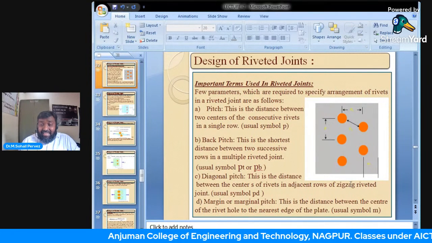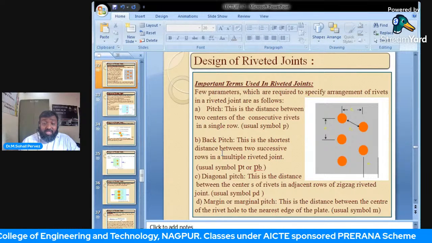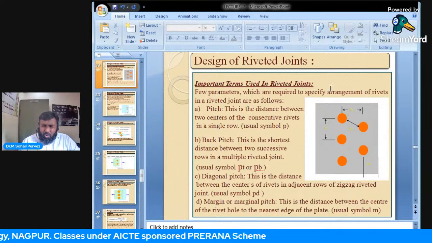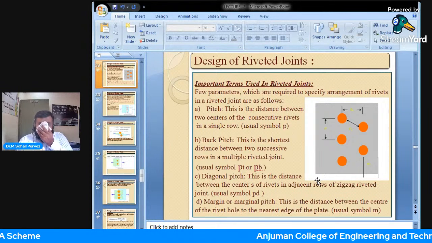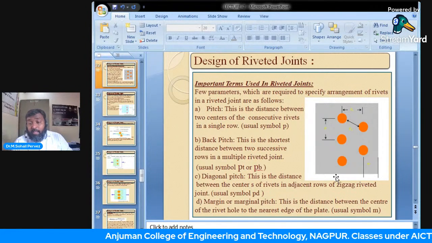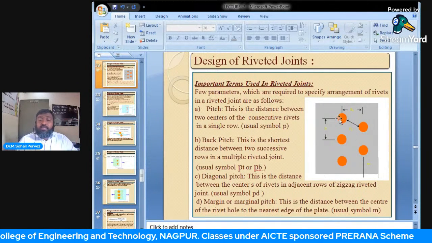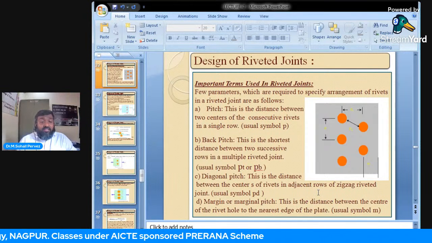On the lateral side, next is back pitch, PB. See the distance between two lines or two pairs of the rivets, known as back pitch. And the third type is diagonal pitch. The diagonal distance is the zigzag distance.